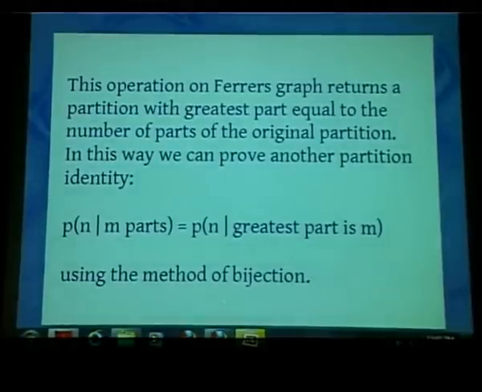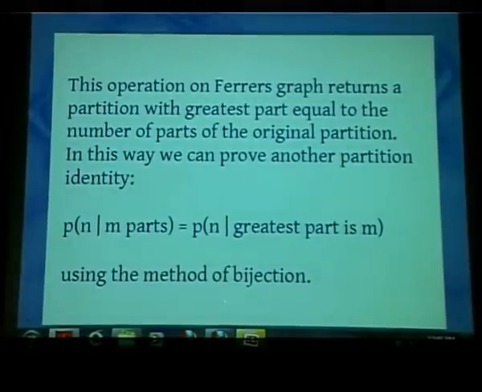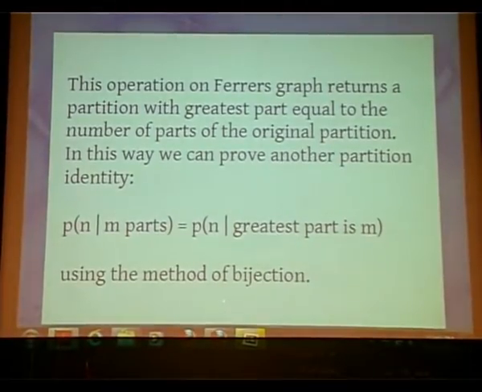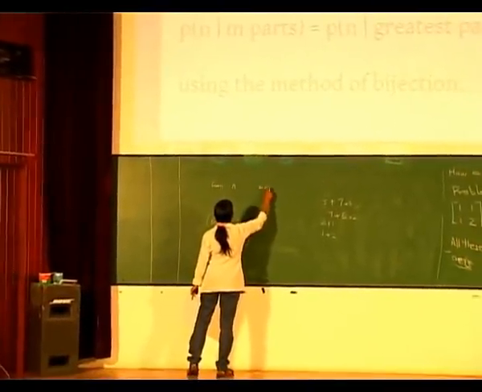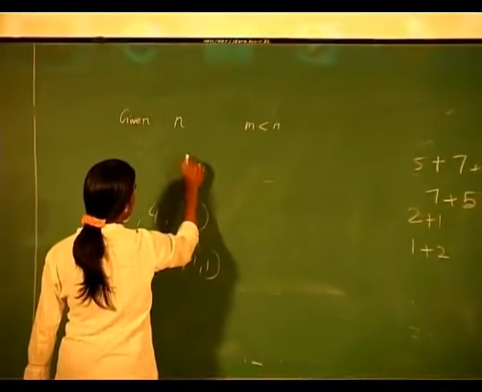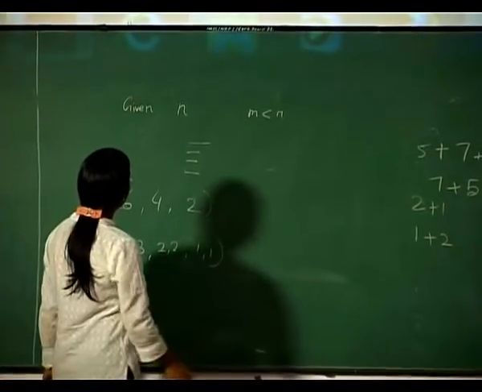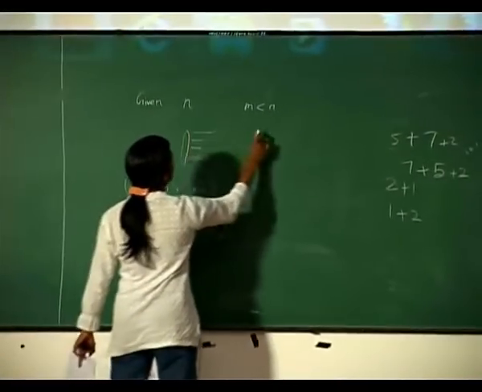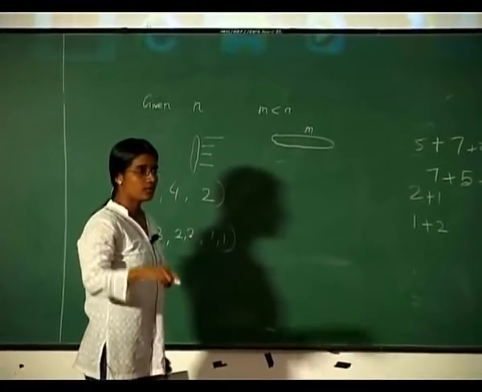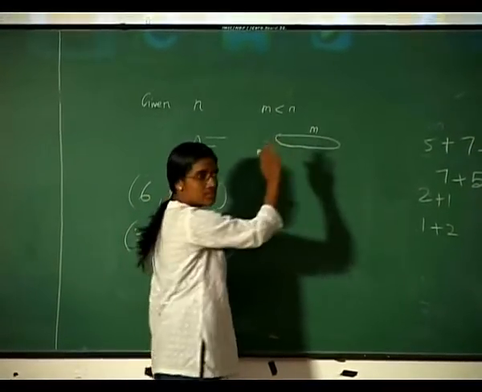In this way you can prove another partition identity. Say you want partitions having number of parts m, that means I want all the animals lined up in only m rows. That number can be equal to the number of partitions whose greatest part is m. It is much easier. Given n you have a partition, and for m less than n I need the set of all partitions having only m parts. So I just conjugate the Ferrer's diagram, this m will go here. So what you need is those partitions whose greatest part is m. So it is much easier.